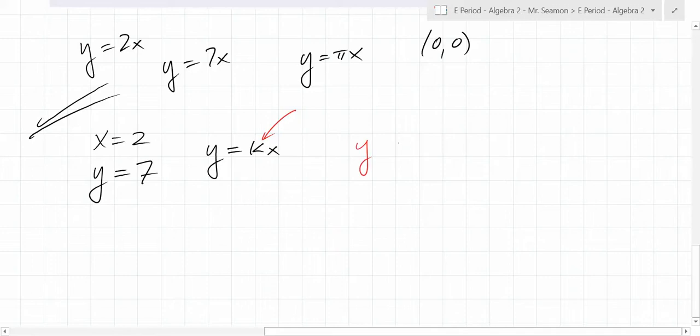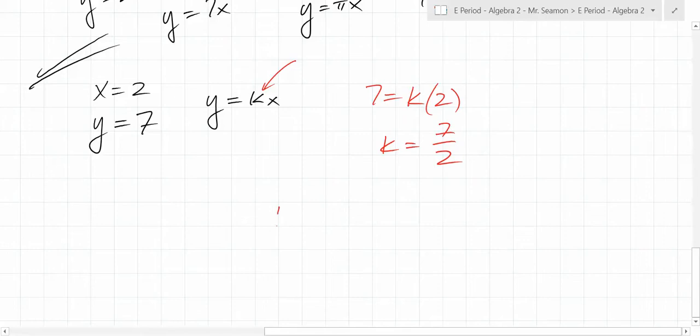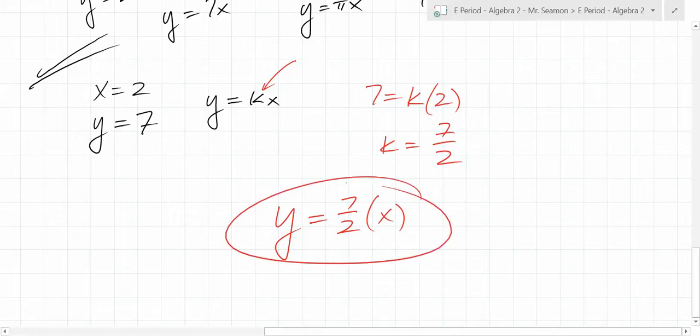So what did we find? We knew that 7 was equal to what? Y. K times 2. So k was equal to? 7 over 2. So now that we found k, we now know the relationship between x and y is y equals 7 over 2 times x. You have just found your first k value.